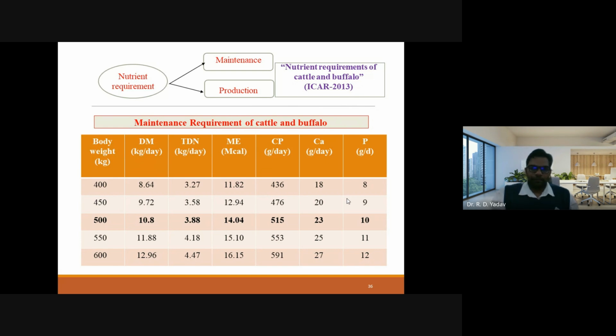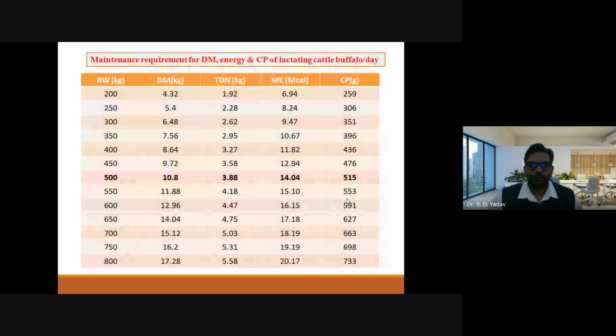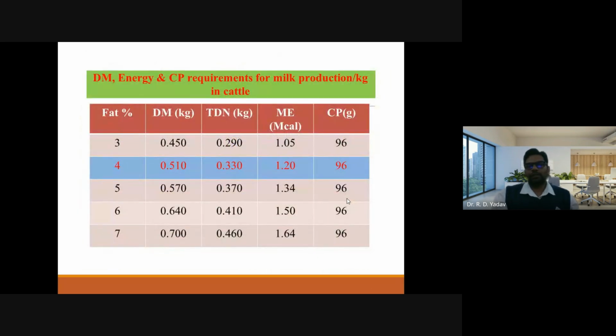Nutrient requirement for maintenance and production. So we have discussed the maintenance requirement here. Now the production requirement. What is the production requirement for cattle and buffalo at different levels of production in terms of fat content? If cattle have 3% fat in their milk, their dry matter requirement per kg of milk will be 0.450 kg, means 450 grams, TDN 290 grams, ME 1.05 megacalories, and CP 96 grams.